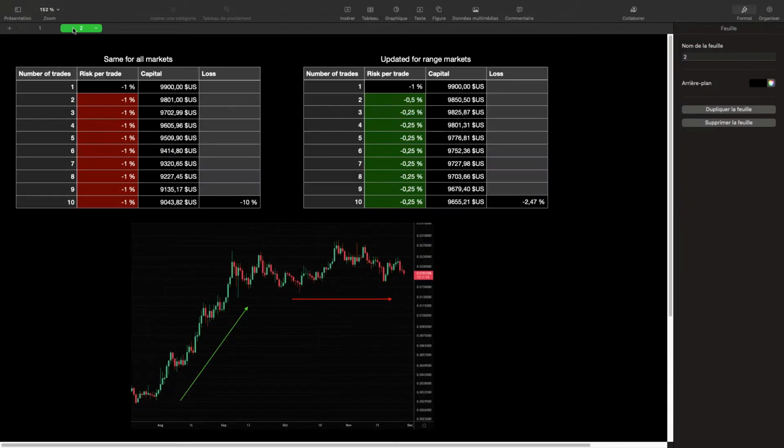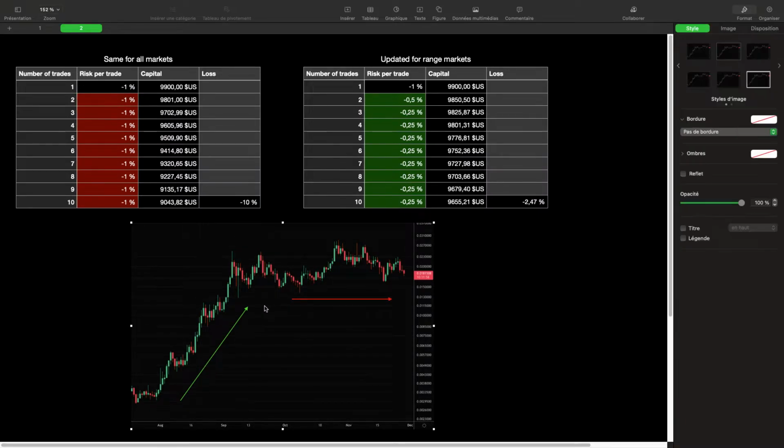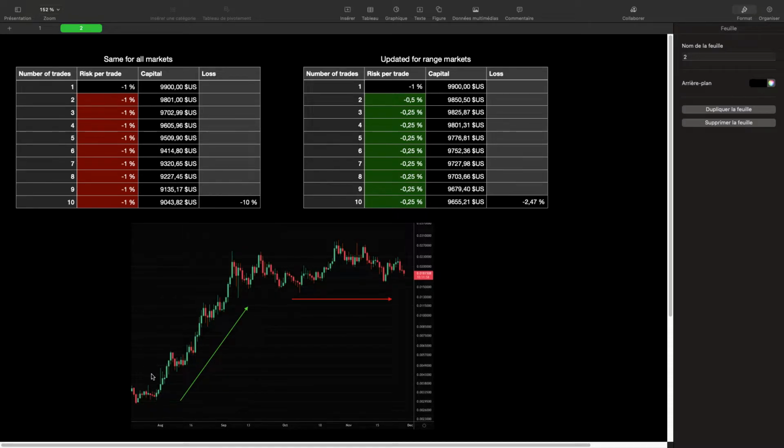To make an example, I have this graph, which is BTC USDT, but the asset is not important. It's the price action that matters for technical analysis.